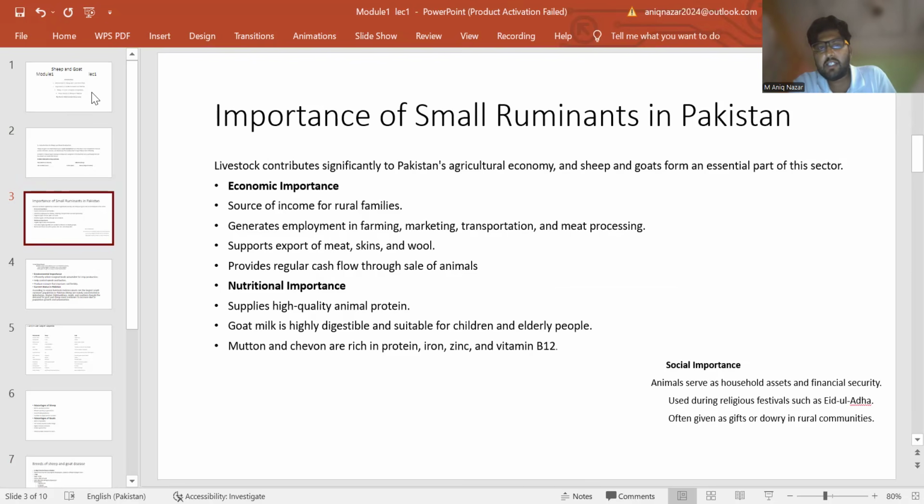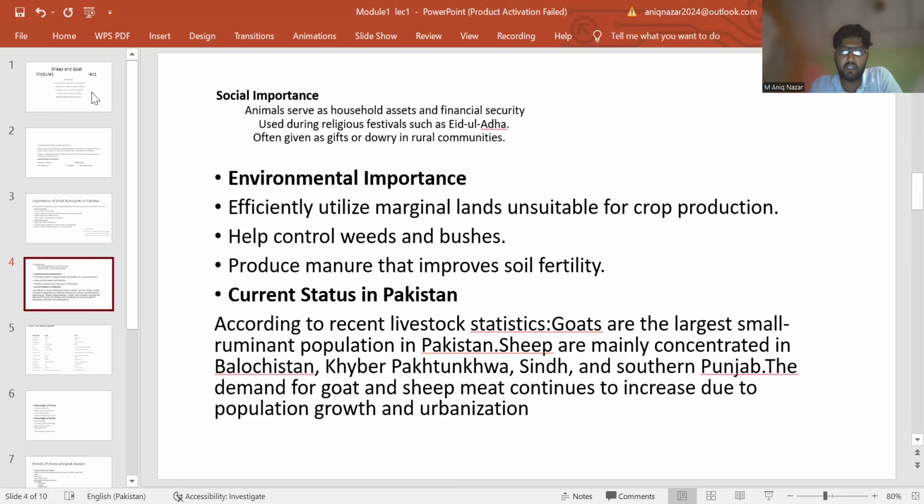Similarly, the second slide is about the importance of small ruminants in Pakistan. Livestock contributes significantly to Pakistan's agricultural economy, as I discussed in the last slide. We can get the concept of how small ruminants have importance in Pakistan by discussing their economic importance, nutritional importance, environmental importance, and social importance.